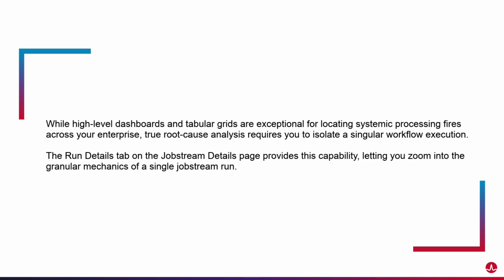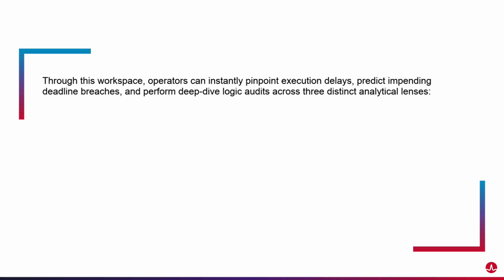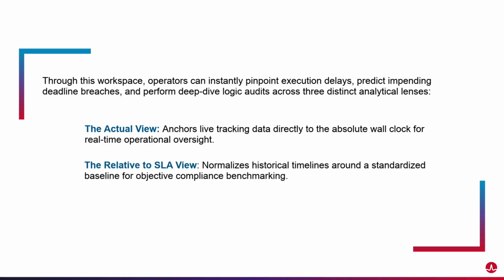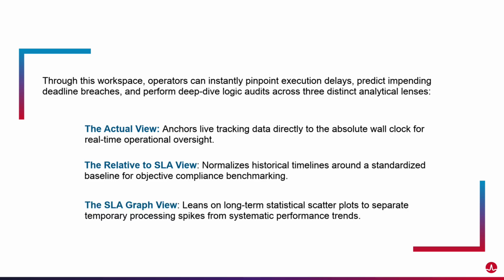a single Jobstream run. Through this workspace, operators can instantly pinpoint execution delays, predict impending deadline breaches, and perform deep-dive logic audits across three distinct analytical lenses. The Actual View anchors live tracking data directly to the absolute wall clock for real-time operational oversight. The Relative to SLA View normalizes historical timelines around a standardized baseline for objective compliance benchmarking. The SLA Graph View leans on long-term statistical scatterplots to separate temporary processing spikes from systematic performance trends.